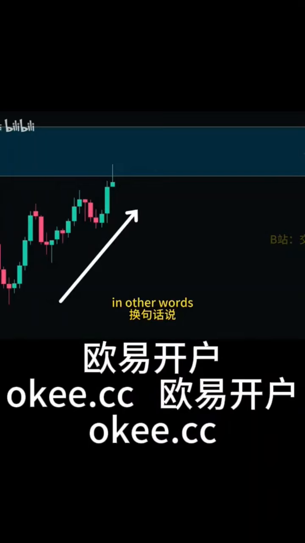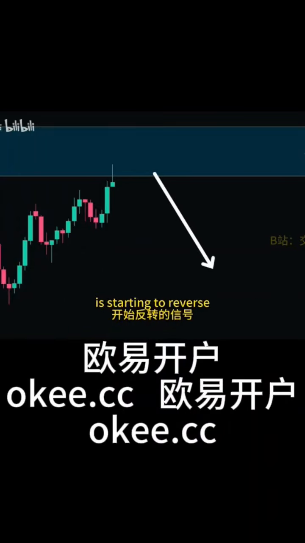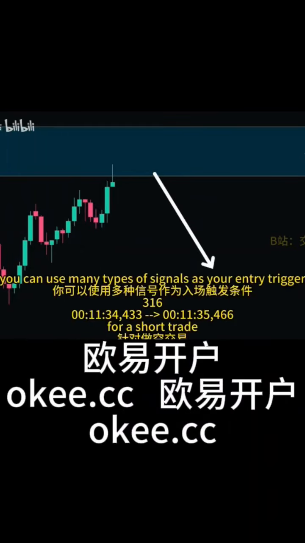In other words, we need to see rejections from this area, or any signal that the lower time frame uptrend is starting to reverse. You can use many types of signals as your entry trigger for a short trade.